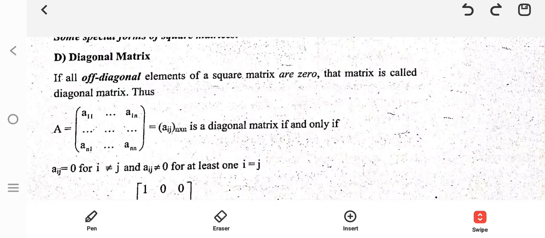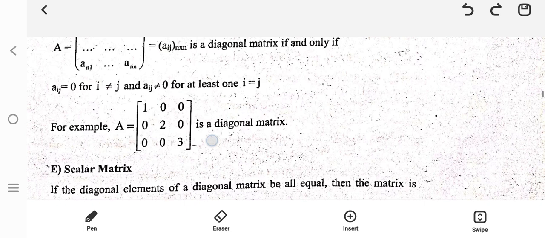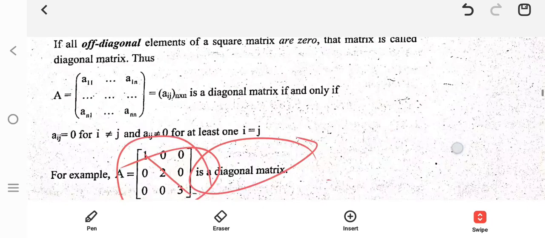So if all the off diagonal elements of a square matrix are zero, then that matrix is a diagonal matrix. Okay, so for example here, just the diagonal elements are non-zero and the other elements are zero. The off diagonal elements are zero. So this is obviously a diagonal matrix.